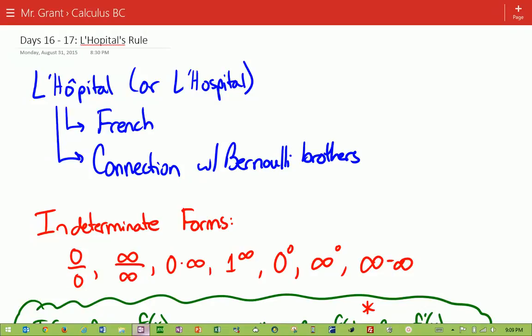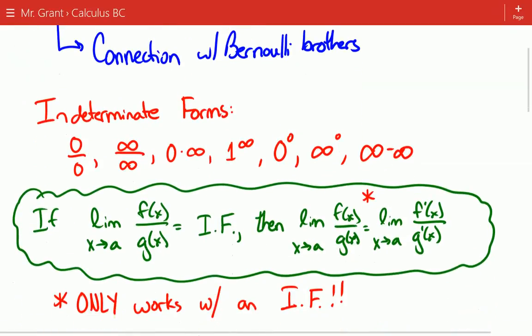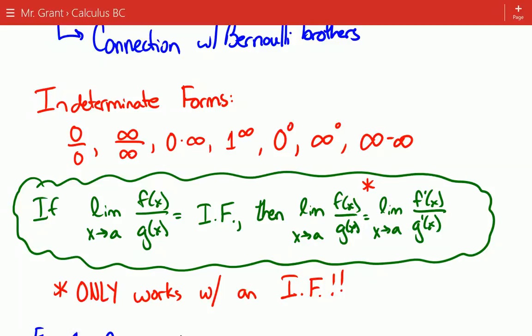L'Hopital's rule only gets used when you're using limits, and specifically only with a limit that ends in an indeterminate form. Indeterminate forms are anything like 0 over 0, infinity over infinity, so on and so forth. We see the rest of the list here, nothing too bad. And they're called indeterminate because they don't actually tell us anything.